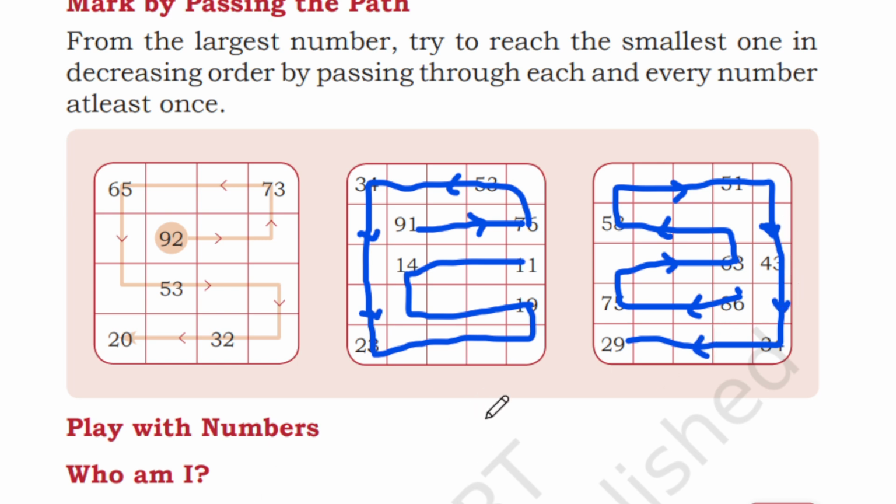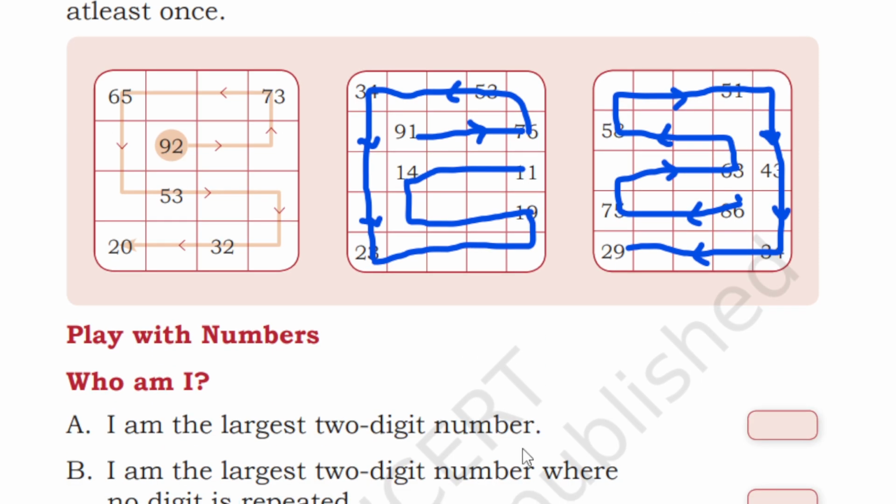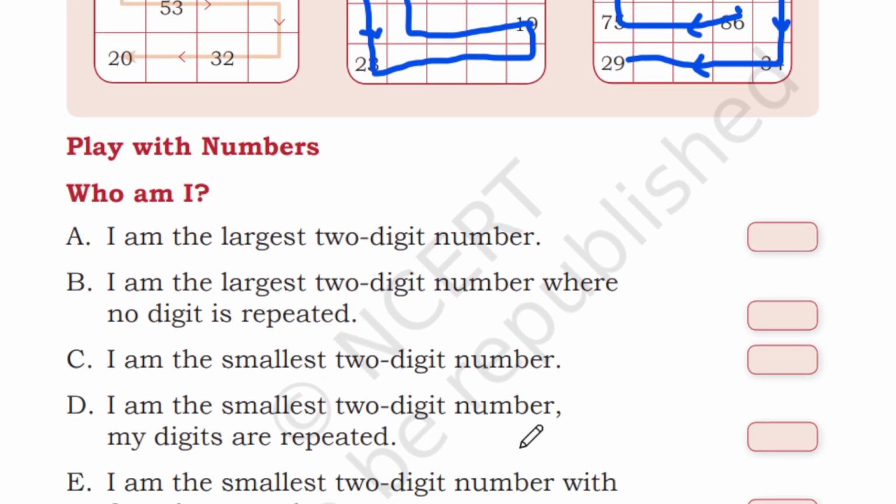Okay, so the next one, playing with numbers. Who am I? I am the largest two-digit number. So we have to write which is the largest two-digit number. The largest two-digit number is 99, because after 99 we have 100, which is 3-digit. Okay, I am the largest two-digit number where no digit is repeated.